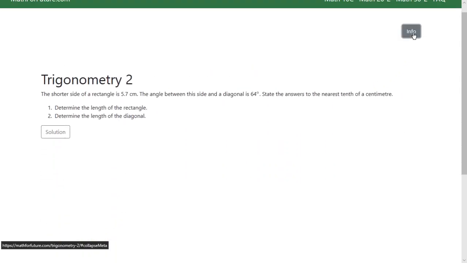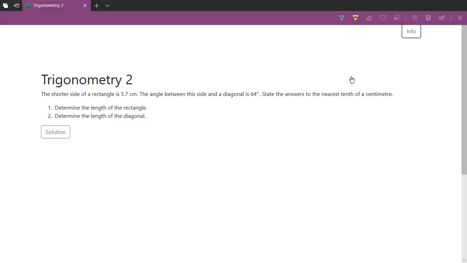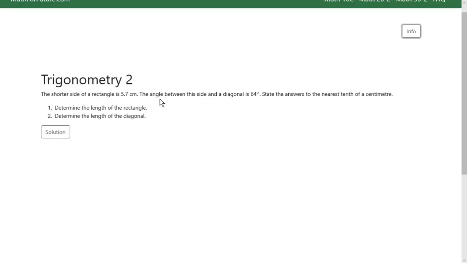So in this question, we are given the shorter side of a rectangle to be 5.7 centimeters long. The angle between this side and the diagonal is 64 degrees. And then they want us to state the answers to the nearest tenth of a centimeter. In question number 1, they're asking us to determine the length of the rectangle.